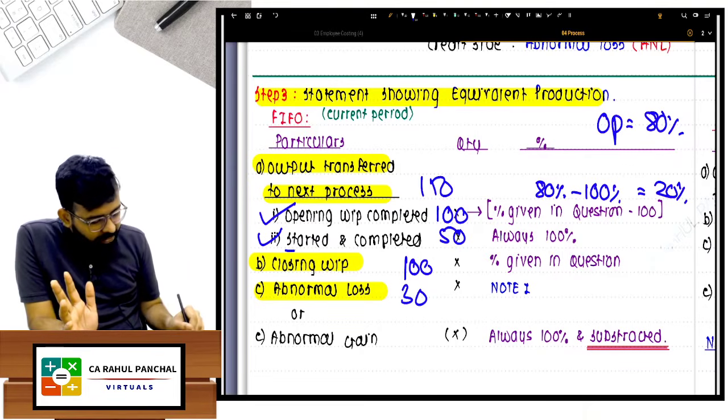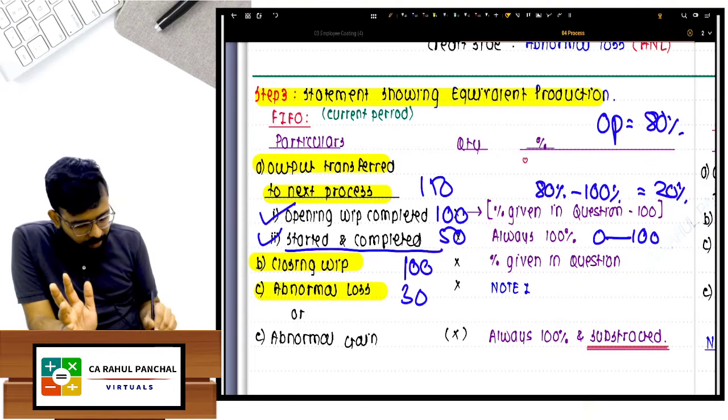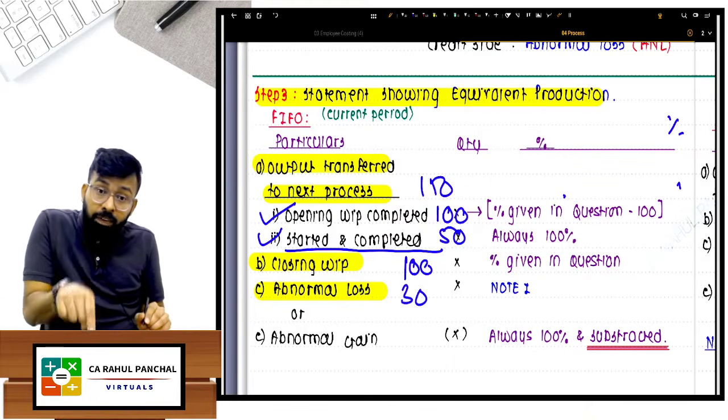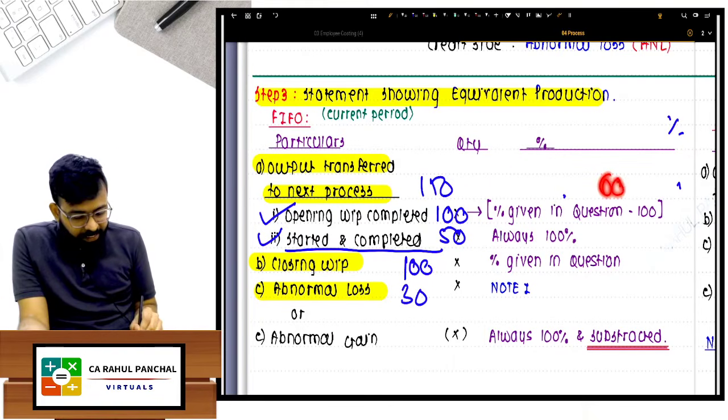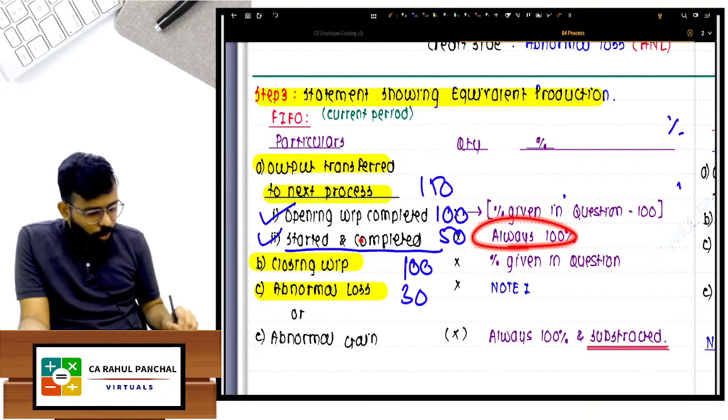20%. So when it is started and completed, it starts from 0 and is always 100. To understand this, what you need to remember is that if it is the opening WIP part, you don't have to write the percentages given, you have to write the balance. If they say 60% in the question, you have to write 40%. For this it is always 100.